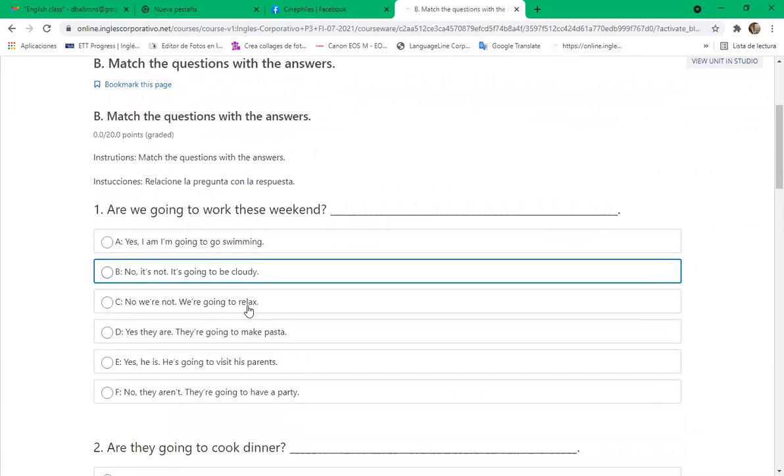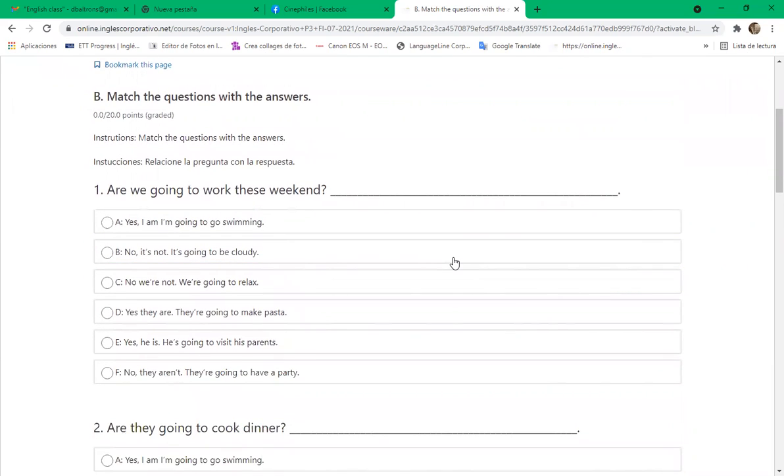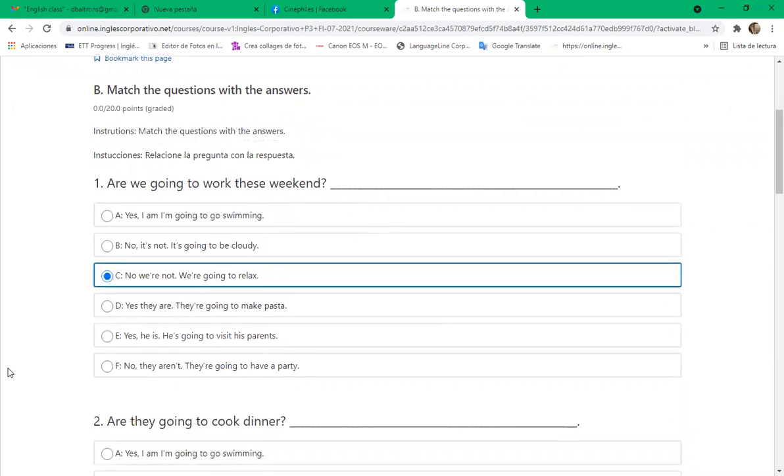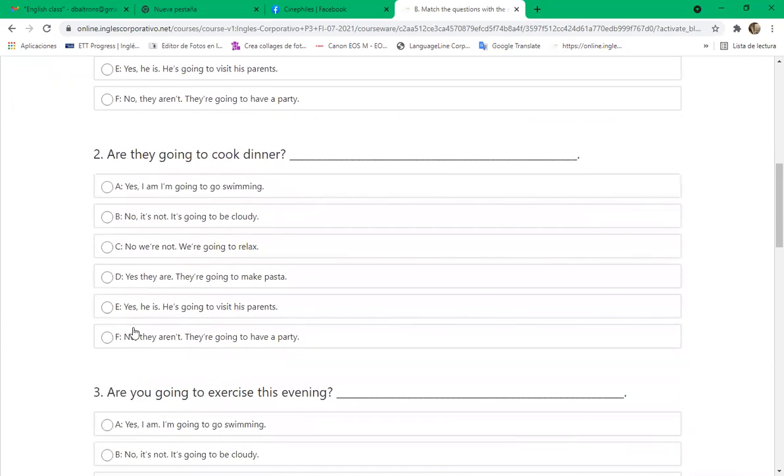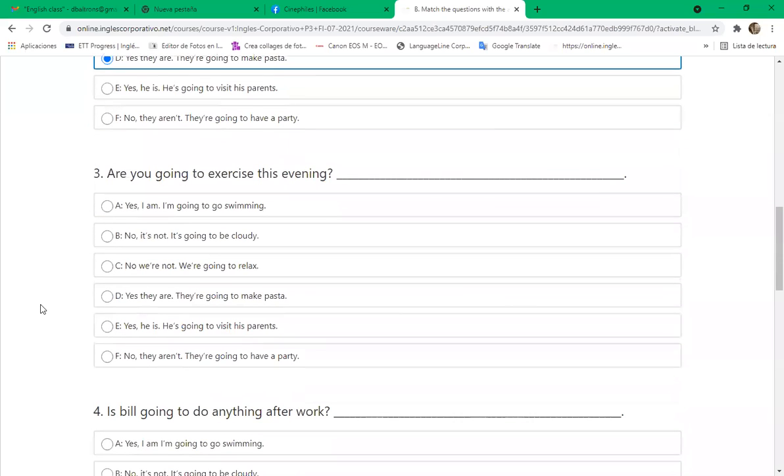Are we going to work this weekend? No, we're not. We're going to relax. Good. Very good. Number two, are they going to cook dinner? Yes, they are. They are going to make pasta. Good.